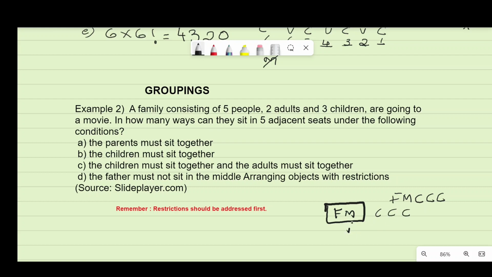So this is now we are going to count as one. So this is now 2, 3, 4. We count this now as 4 people now, only because of the grouping. So 4 people can sit in how many ways? 4 people can sit in 4 factorial ways. That is what we saw in the previous example also.